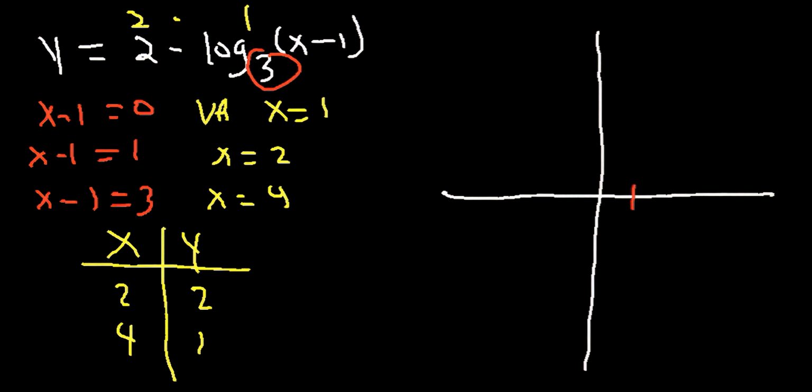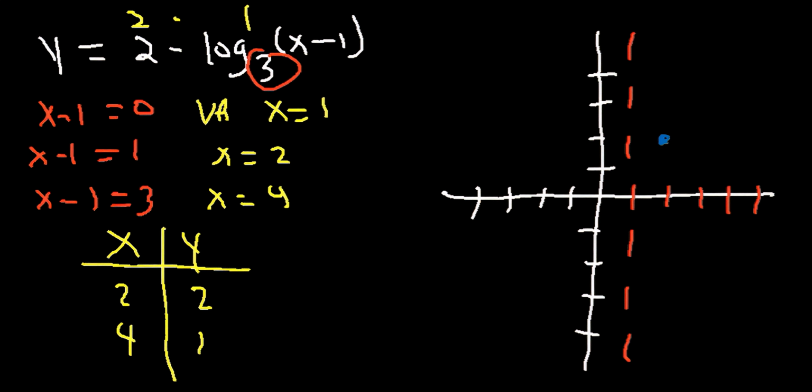So our vertical asymptote is at 1. And we have the point (2, 2), which is over here. And the next one is (4, 1). So the graph has to start this way if it's going to connect to those 2 points. And that's how you plot it.